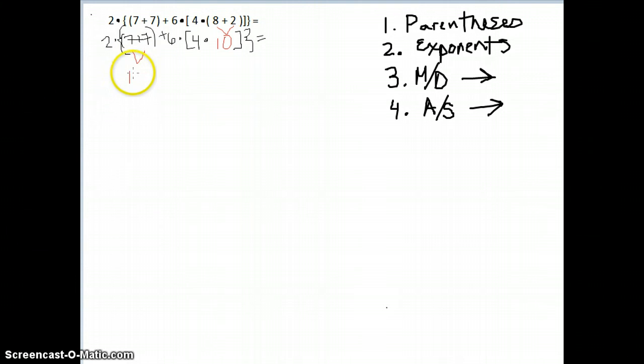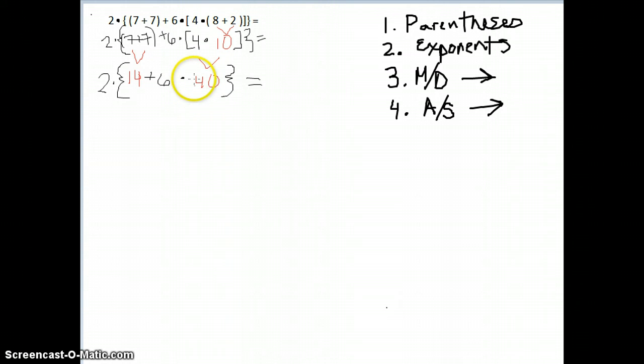7 plus 7 is 14. 4 times 10 is 40. And again, I'm going to copy the rest of the problem just like it was. So at this point, we have just one set of parentheses left. But notice we have more than one operation inside this set of parentheses. We have 14 plus 6 times 40. So we still have to follow the order of operations even inside the parentheses.